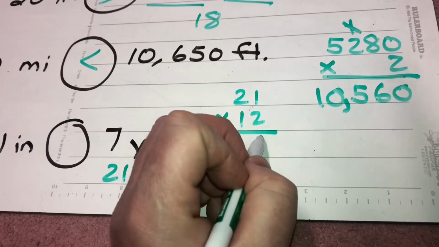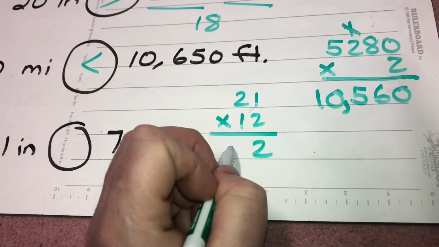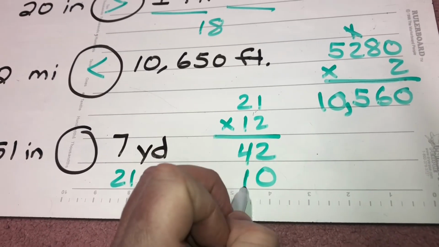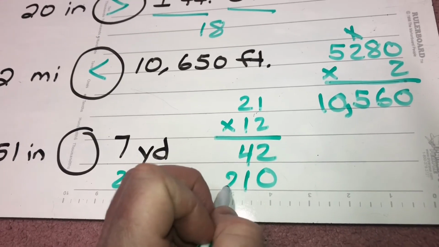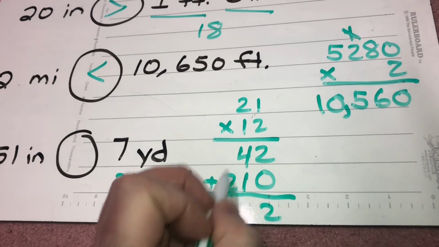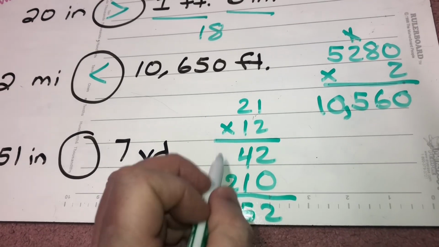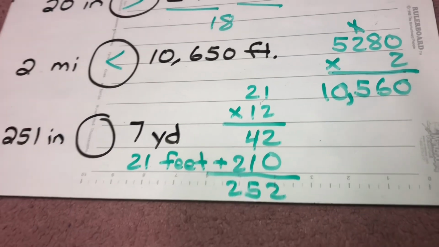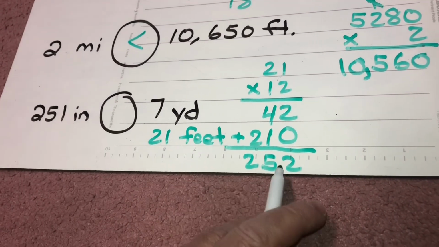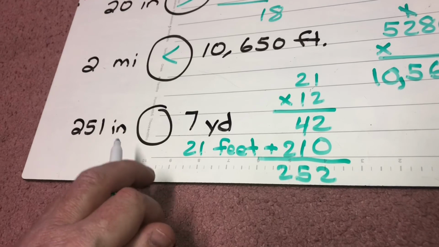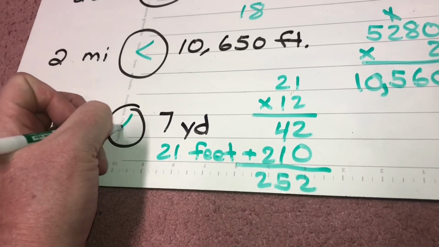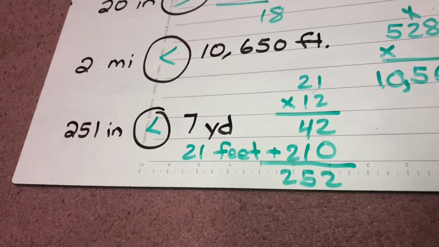Well, 2 times 1 is 2. 2 times 2 is 4. Put the 0 down. 1 times 1 is 1. 1 times 2 is 2. 2 plus 0 is 2. 4 plus 1 is 5. Nothing in 2 is 2. I get 252 inches, which is just 1 inch more than the 251 inches that are here. So 7 yards is 1 inch bigger than 251 inches.